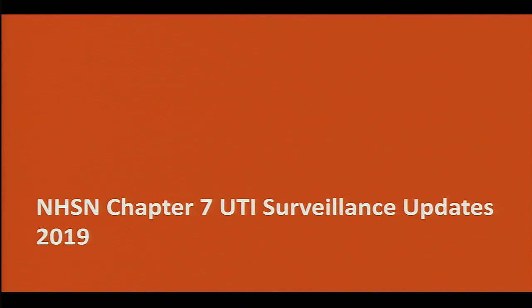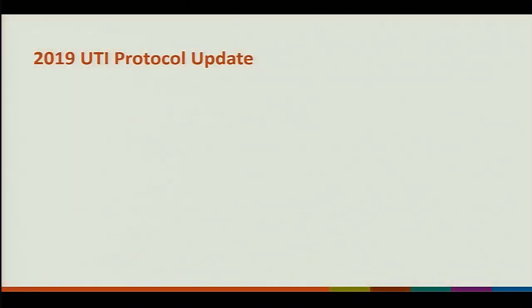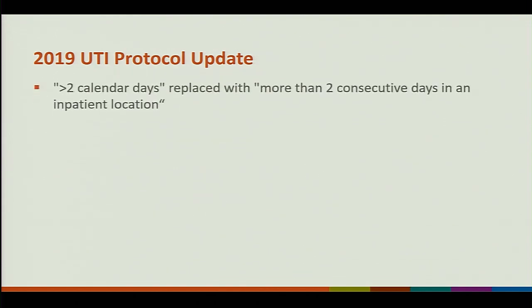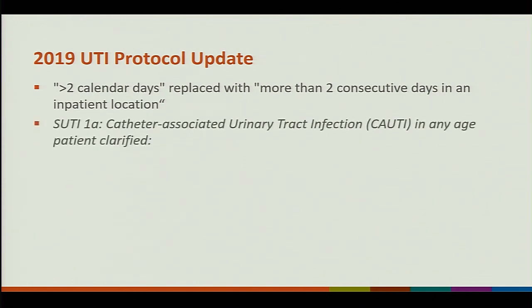So now we'll look at some updates. There have been no changes to the protocol definitions, but we have added some language for clarification and enhancement for understanding. Greater than 2 calendar days has been replaced with more than 2 consecutive days in an inpatient location. Under SUTI 1A, catheter-associated urinary tract infection in any age patient has been clarified.